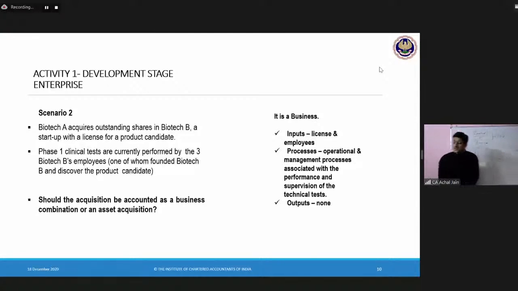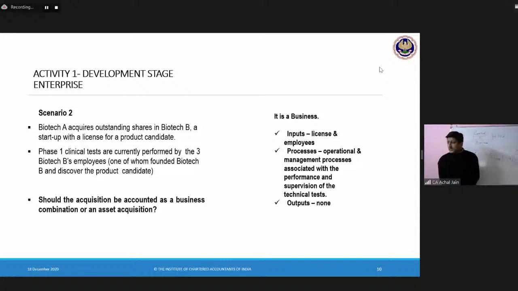Chavi's response has just come to me. It's about scenario 1, wherein Chavi is saying that it's not a business. That's true. Now, can you answer about scenario number 2? Will you call this to be a business or not? Ambika is saying, sir, in this scenario, clinical tests are being performed. So there is definitely a process. And hence, it should be a business.